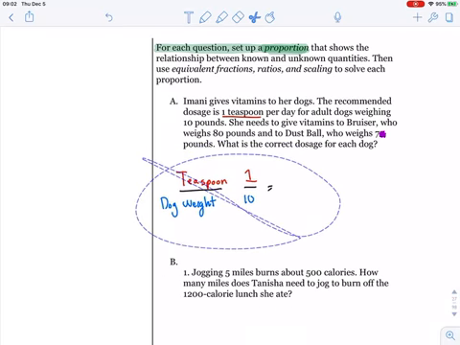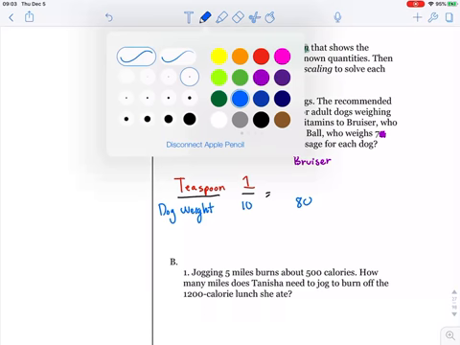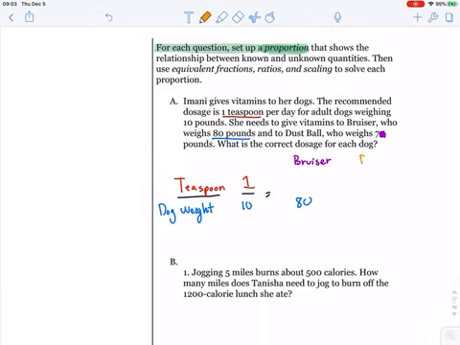Okay, so I'm going to move this over a little bit, just a tiny bit. And I'm going to put Bruiser over here. Here's Bruiser. Okay, and one thing I know about Bruiser is Bruiser weighs 80 pounds. There's Bruiser, 80 pounds. And then we've got Dustball in orange. Dustball. And he weighs 7 pounds.